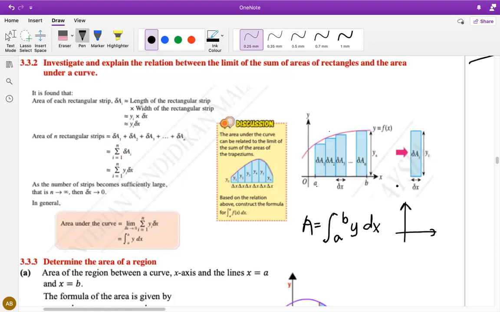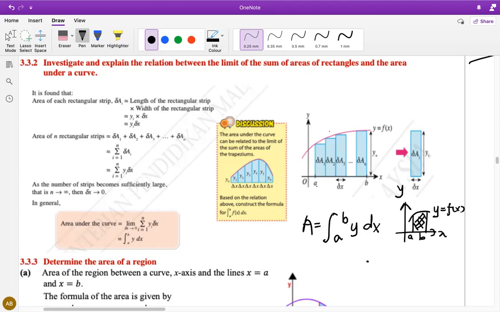If I give you, simplify it, so this is the curve, then this is the area from A to B. This is y equals to f(x). So we integrate y with respect to x from A to B. That is the area under the graph. This is the area, right?